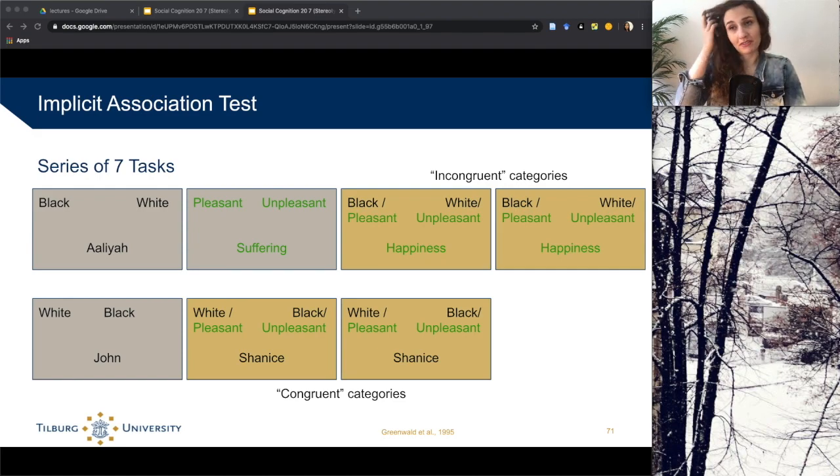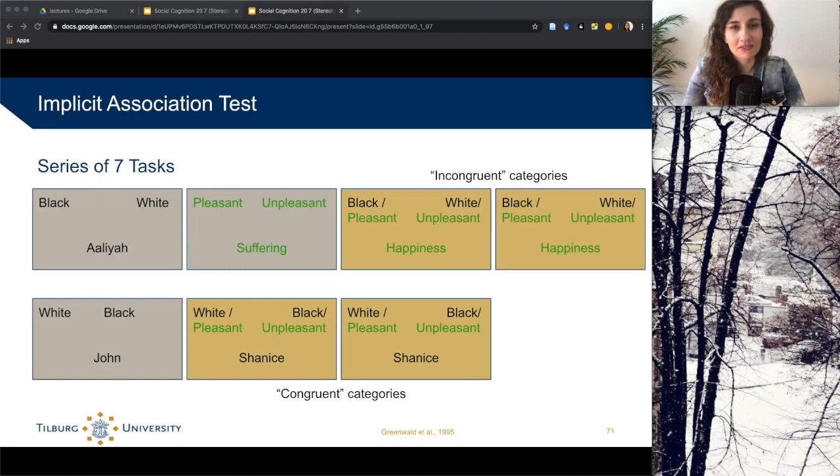Another implicit measure that can be used to uncover participants' implicit attitudes in questions like racism would be the so-called implicit association test. And this is also a really well-known type of test to unveil participants' attitudes about basically a lot of social categories. But let's for now stick with the example of black versus white people.